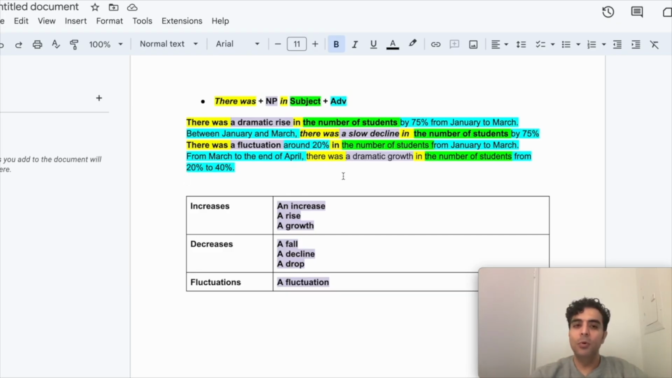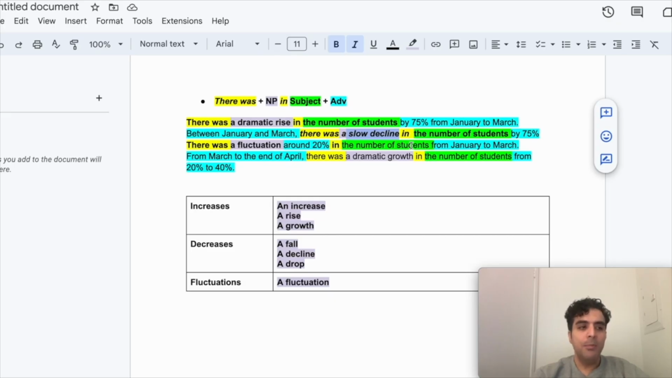Two things that I need to point out regarding the noun phrase structure. Number one, you cannot change the noun adjective format. What do I mean by this? So it's always a slow decline. It's not like the adverb where you can say slowly declined and declined slowly. Here you have slow decline. The adjective should always come before the noun.